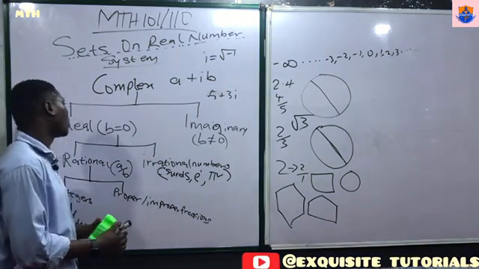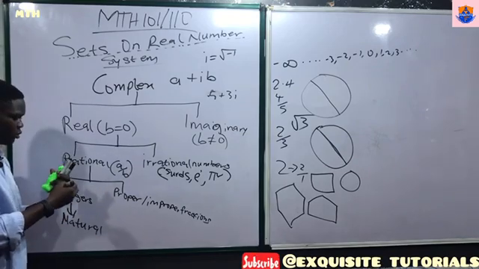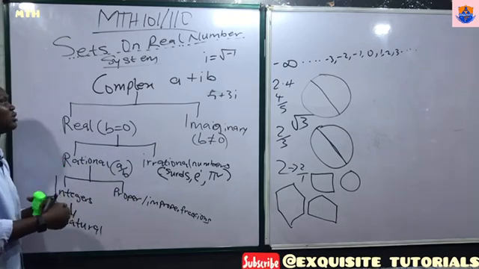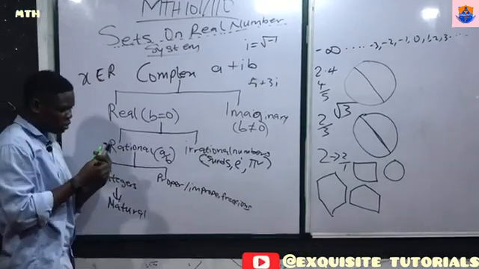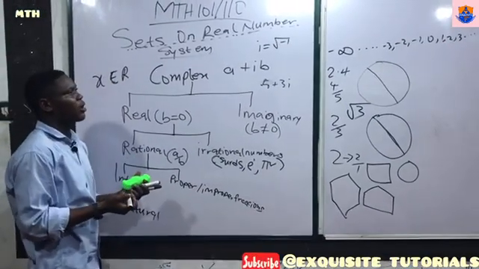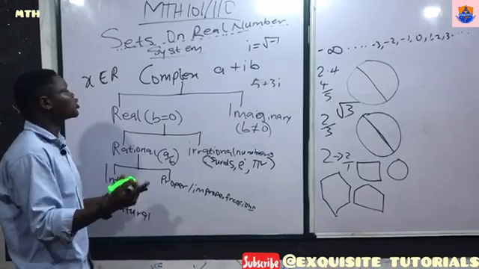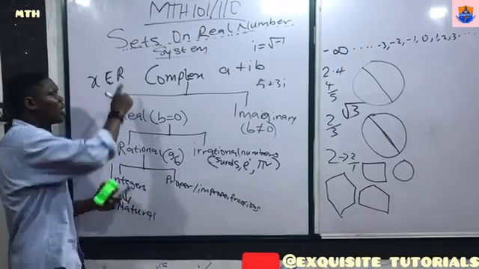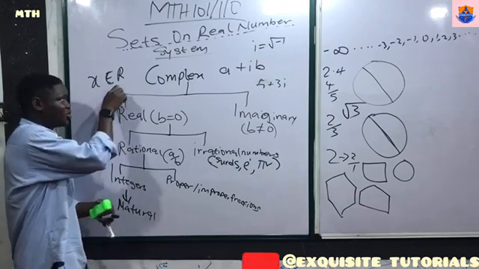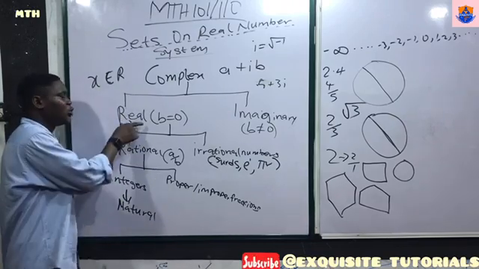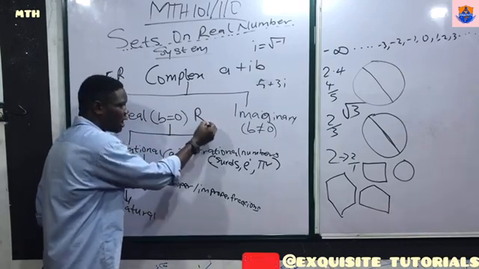Now let me tell you how we represent them. If you are given a problem and it says x is an element of R, probably they are telling you that A is a set of 4x such that x is an element of R. What this means is that x is an element of real numbers. That means x is a real number, meaning that real numbers are represented with the letter R.